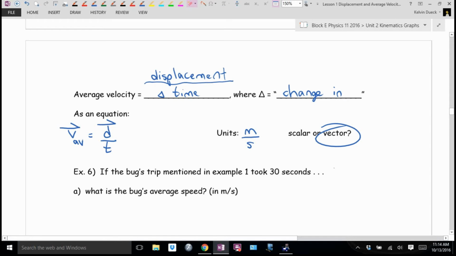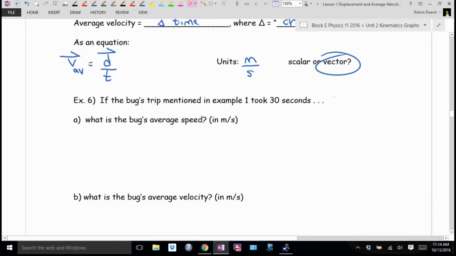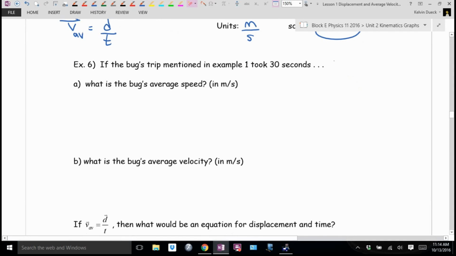Pick your pens up. Let's do an example. Example 6 says this. If the bug trip mentioned in example 1 took 30 seconds, A, what's the average speed? B, what's the bug's average velocity? I'm going to introduce you to a problem-solving technique that I use. This is my fallback whenever I'm doing something brand new and I'm not sure what to do. Now, as you get good, Gurjot, you'll skip some of these steps. You will. But the problem-solving approach that I use is an acronym.